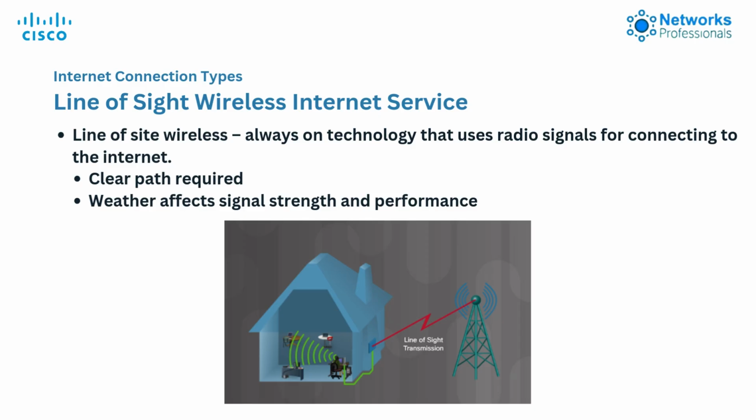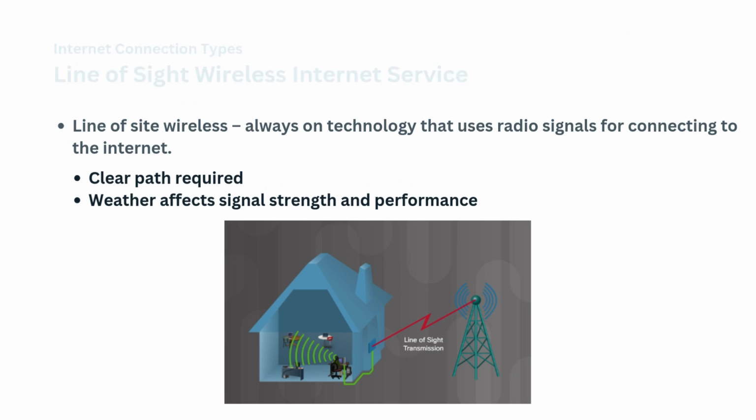This type of service is commonly used in rural or remote areas where wired connections like DSL or fiber are not available. However, its performance can be affected by weather conditions such as rain, fog, or heavy winds, which can weaken the signal strength and reduce internet speed. Despite this, LoS wireless internet can provide high-speed internet where other options are limited.